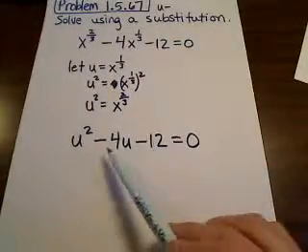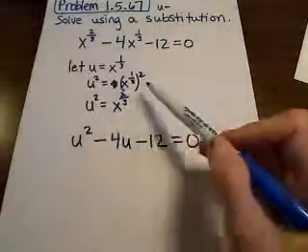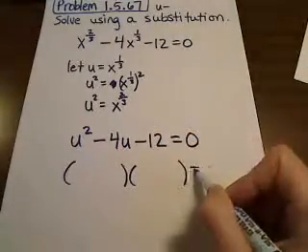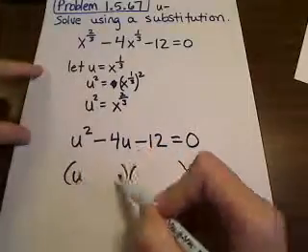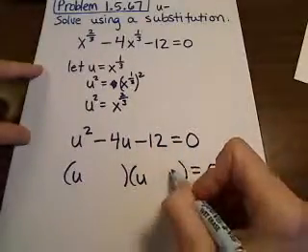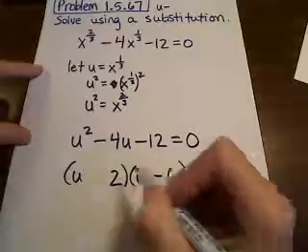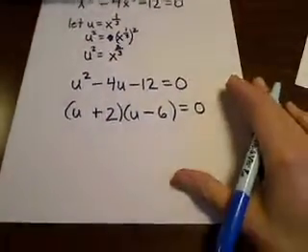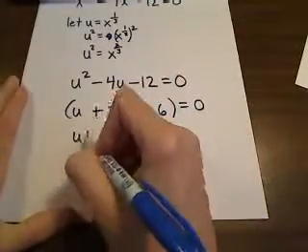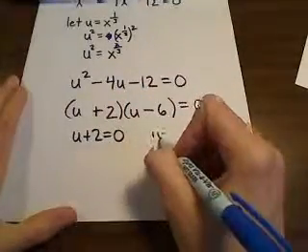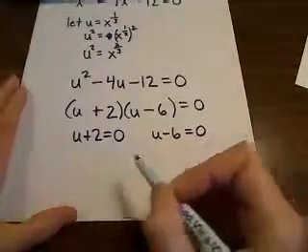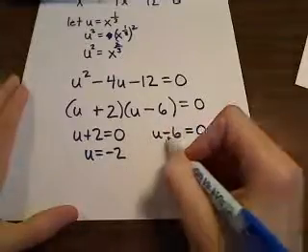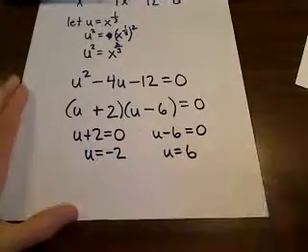Once we solve this, we'll back substitute x and solve for x. So this factors into u and u, 6 and 2, a minus sign there, and a plus sign there. And then when I solve further, set each piece to 0, I find here that u is equal to -2, add the 6 here, and find that u is equal to 6.